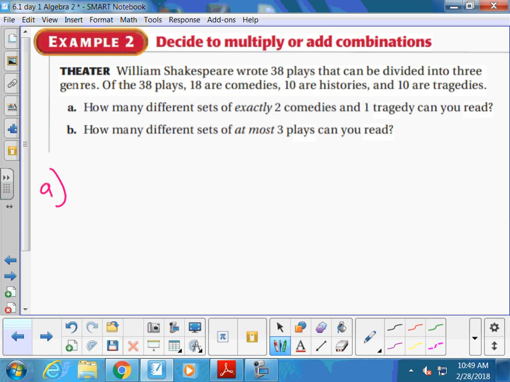So I basically have to make 2 decisions here. I have to choose 2 comedies from the comedies, and I have to choose 1 tragedy from the tragedies. And those 2 events will be multiplied together. This is kind of what I was talking about with Lexi. Remember when you were choosing books out of the suitcase? When you make more than 1 choice, you end up multiplying the events together.